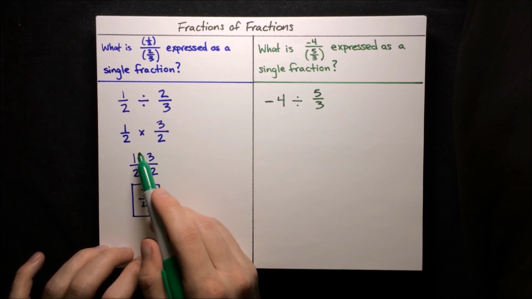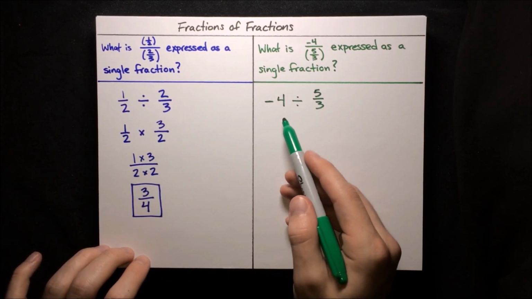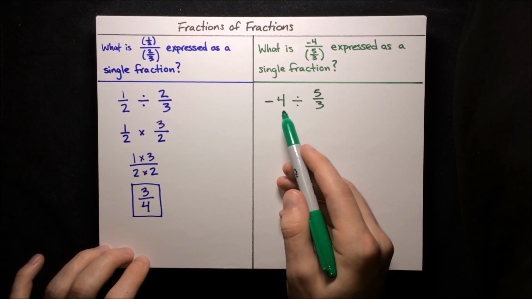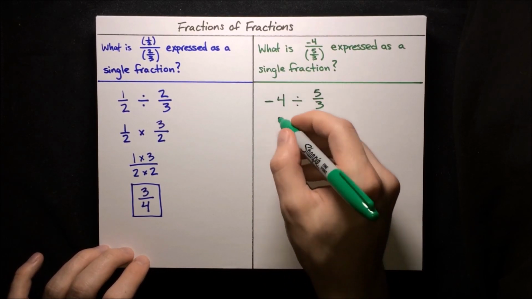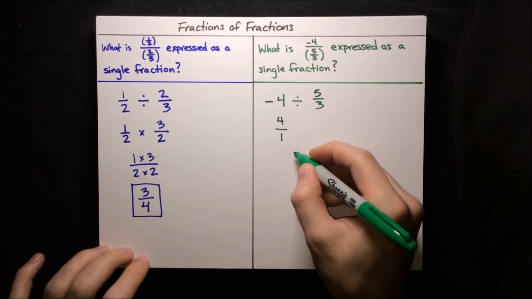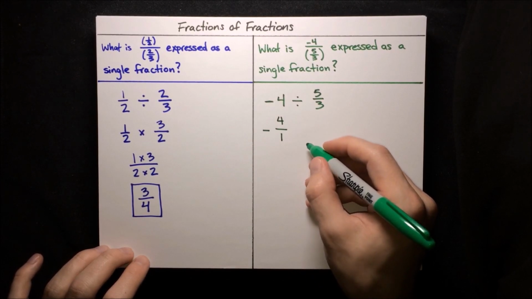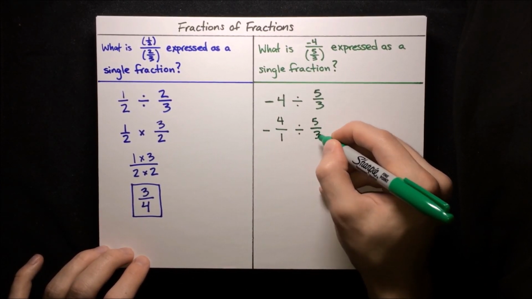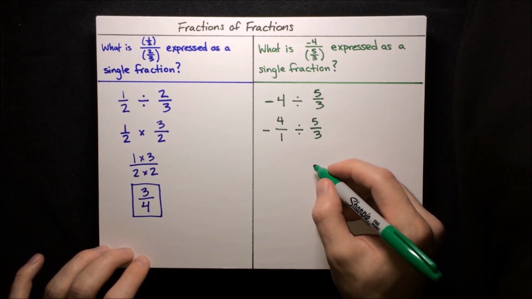And I'd actually agree, it's a lot easier if we think of -4 as a fraction. Forget about the negative sign for a second. What's the fraction corresponding to 4? Well, it's just 4 over 1, because 4 divided by 1 is just 4. So we have negative, the fraction 4 over 1, divided by 5/3. So now we're dividing two fractions, and we can go ahead and proceed as usual.